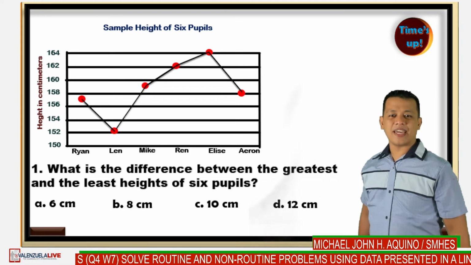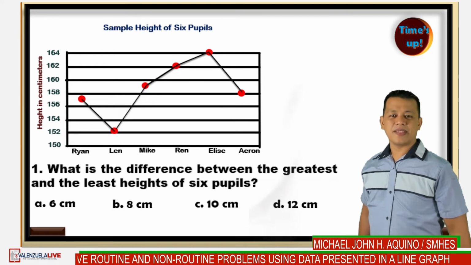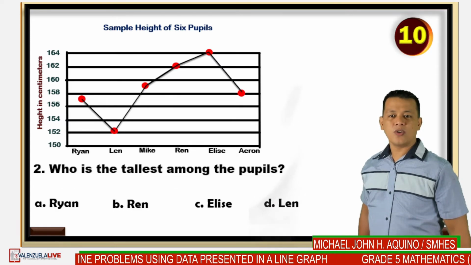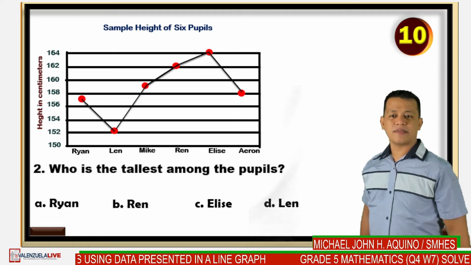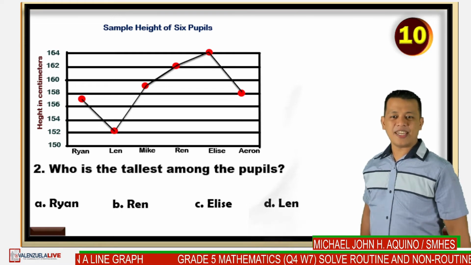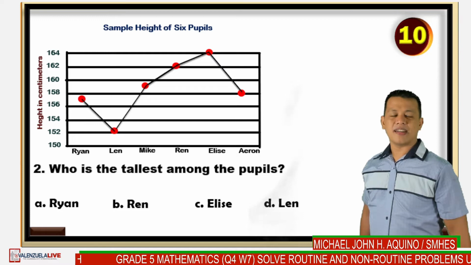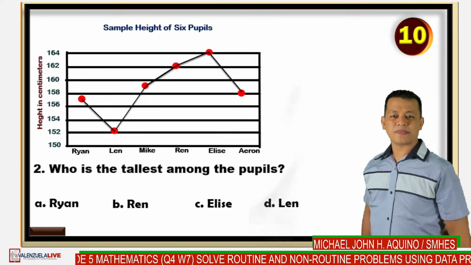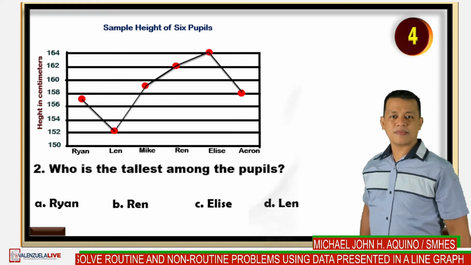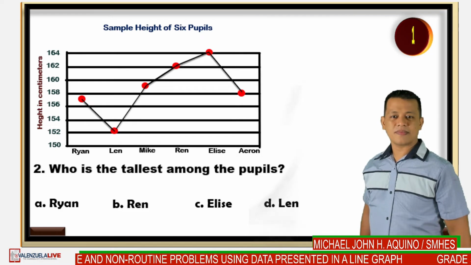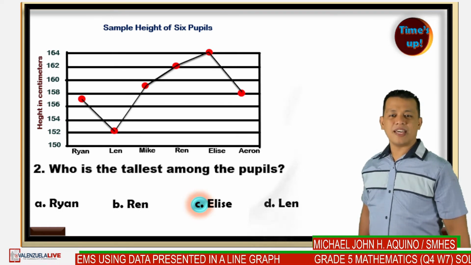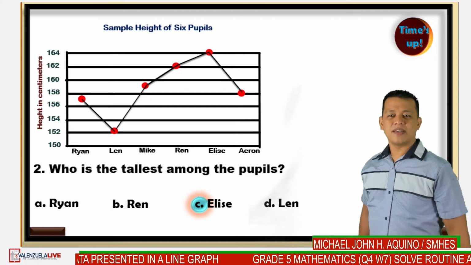Time is up. The correct answer is letter D. Number 2, who is the tallest among the pupils? Letter A, Ryan. Letter B, Ren. Letter C, Elise. Letter D, Len. Timer starts now. Time is up. The correct answer is letter C, Elise.